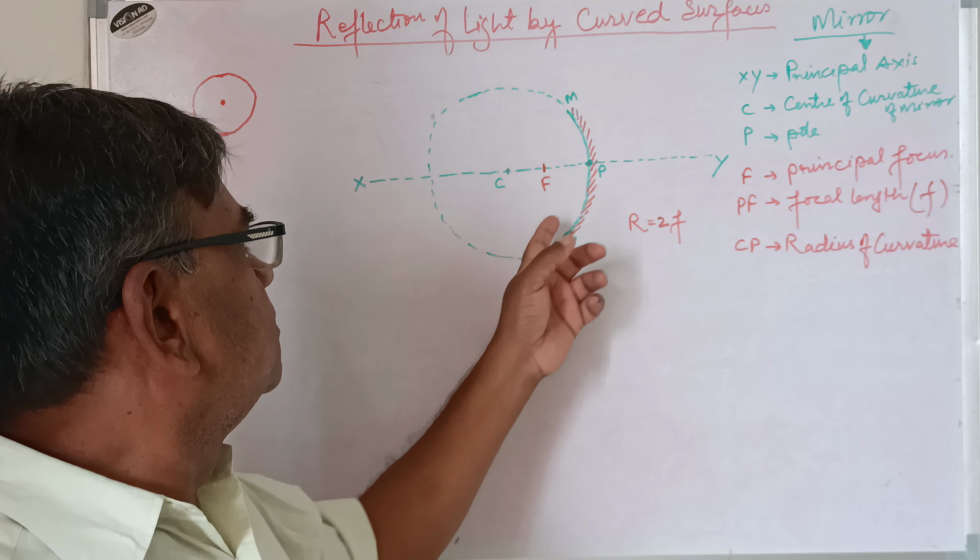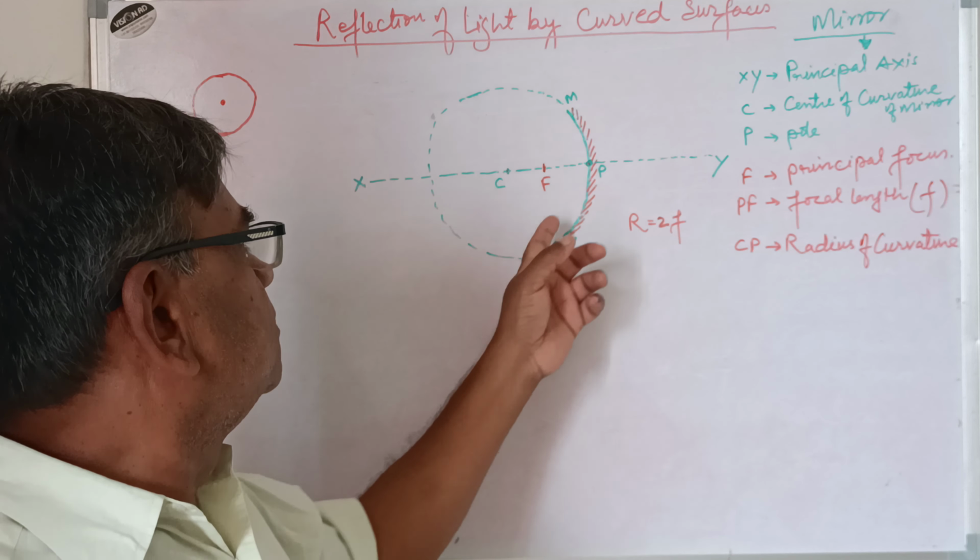We draw the head of the object upward, and the lower portion sits on the principal axis. Let this be an object, either illuminated by some other source or a self-luminous object. When the light emitted or reflected by this point of the object, the incident ray, travels parallel to the principal axis, this is the incident ray. Now it becomes clear. This is the object.